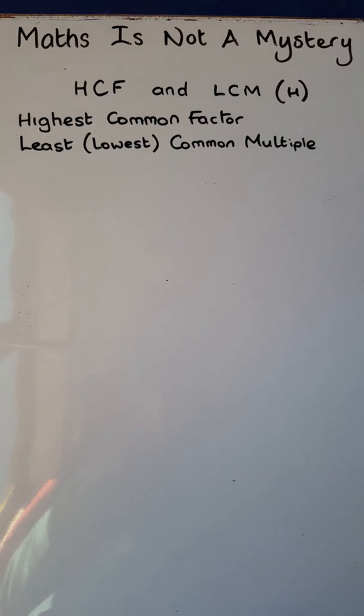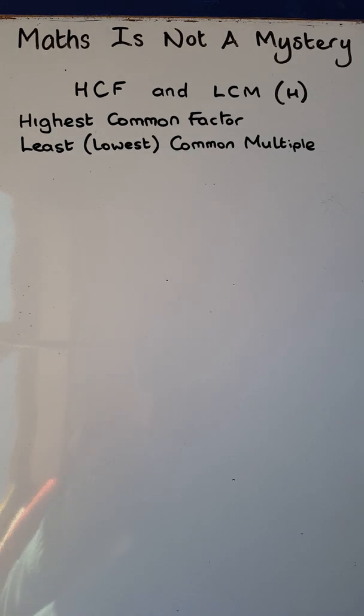We're looking at highest common factor and lowest common multiple at the higher level today. If you've already watched the video about the foundation level, you'll understand what we're doing. When you're asked to find the highest common factor of two numbers, you find all the factors of one number, all the factors of the other number, and look for the common factors, the ones that are the same in both lists, and then you just find the highest one.